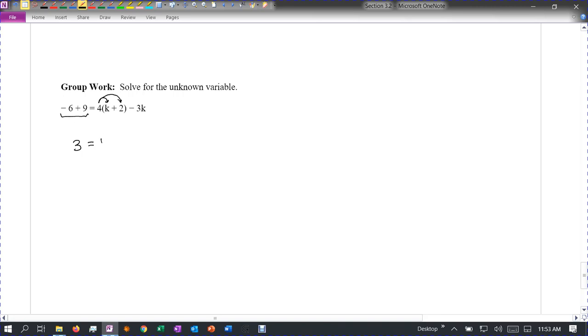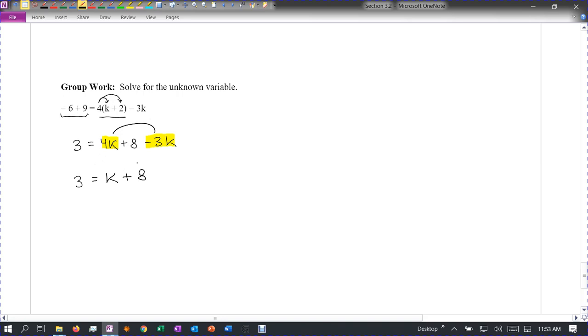When I distribute through, I get 4k, plus 8, and then I still had minus 3k. So that was my distribution through here, gave me the 4k plus 8. Now I also noticed that I have like terms here, so I can combine those 2 together. So I will have 4k take away 3k, that's just 1k right there, plus 8.